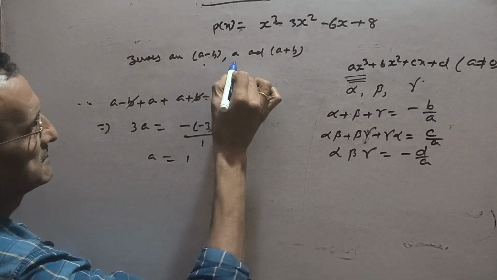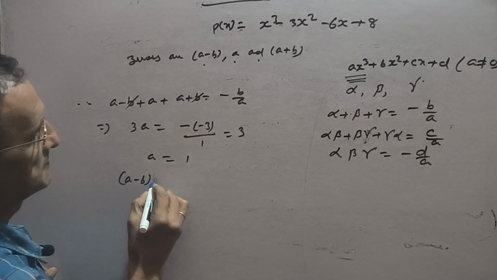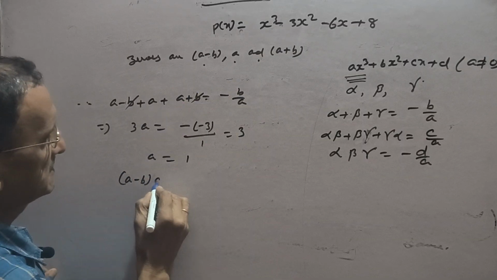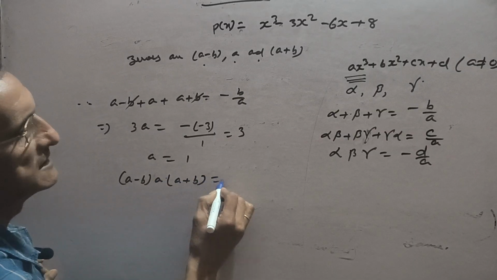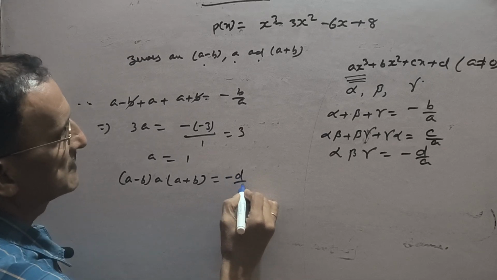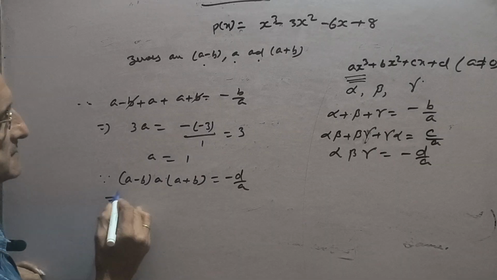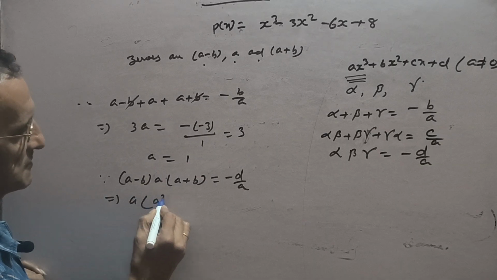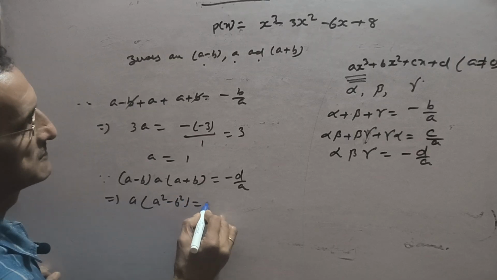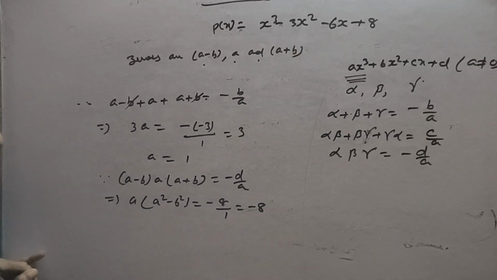Now the product of zeros is minus d by a. So the zeros are this and this: alpha is this, beta is this, and gamma is this. The product of 3 zeros is minus d by a. This implies, see, this is a, and this is a minus b into a plus b. What you will get? A square minus b square is minus 8 by 1, which is minus 8 only, okay.